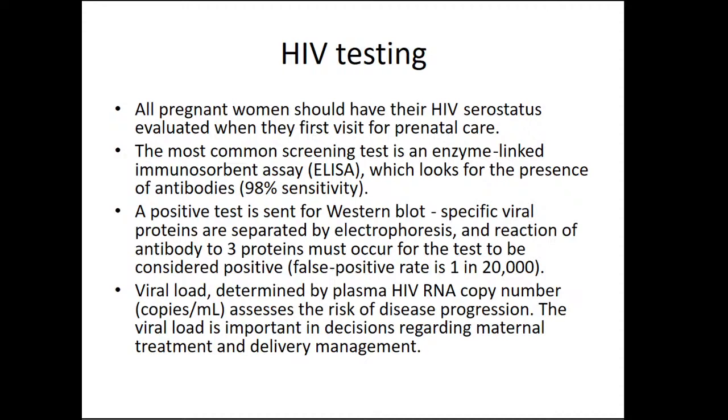So if a patient is positive by ELISA and confirmed by Western blot, viral load is determined by plasma RNA copy number, copies per milliliter, which is needed to assess the risk of disease progression. The viral load is important for decision making regarding treatment, antiretroviral therapy, and even for delivery management. We'll talk about it later.